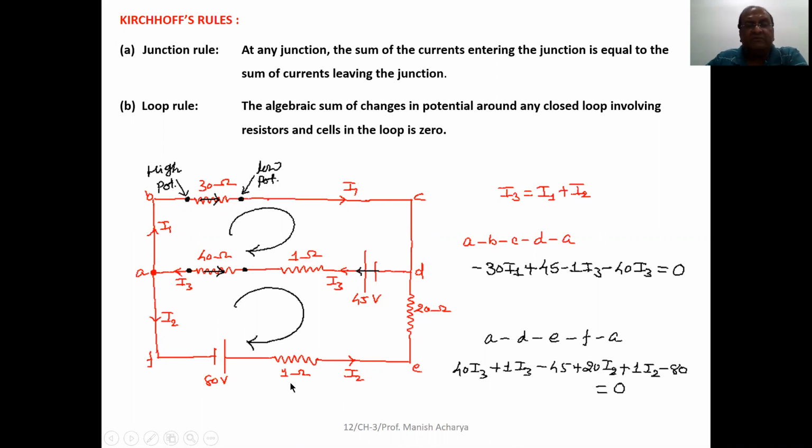Then E to F. So you are moving through this 1 ohm resistor in the opposite direction of this current. So again the potential difference 1 I2 is taken positive. Then through this 80 volt battery, you are moving from positive terminal to negative terminal. So you have to take that potential difference minus 80, and this is equal to 0. So in this way, we can apply the second rule to the loop. Clear to all of you?